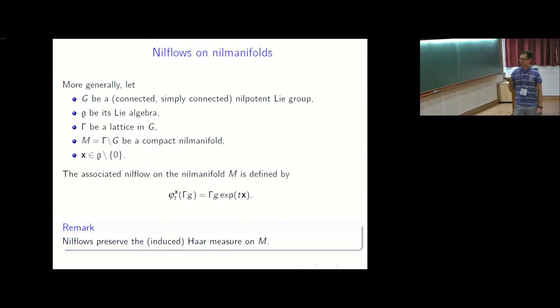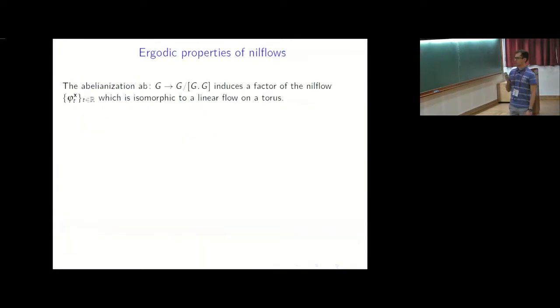So the first observation about the ergodic properties of this flow is that they always have a very special factor, which is given by the algebraic properties of the nilpotent groups. In particular, by definition, the quotient of the group by the derived subgroup is always a non-trivial abelian group, which is simply connected. So it's isomorphic to R to the n for some n, so that when you quotient by your lattice, you get some high-dimensional torus. And the projection on this quotient induces actually a factor of your Nilflow, which as a factor is a linear flow on a torus.